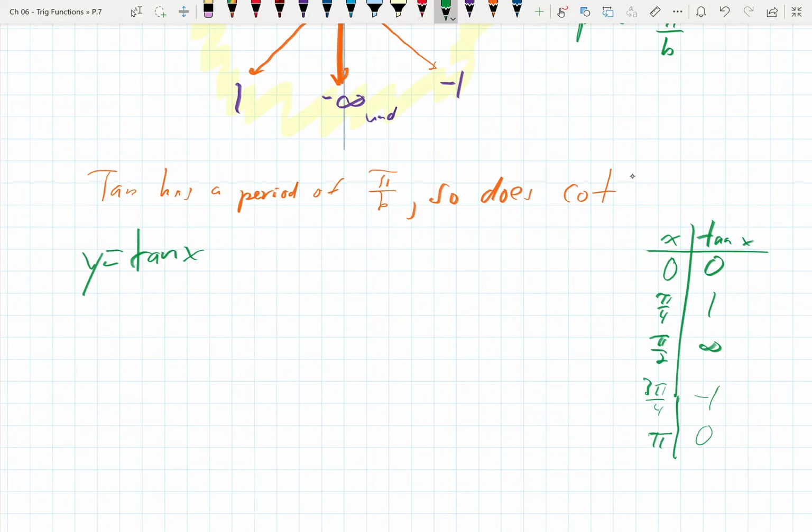Within graphing y equals tangent x, we know that our a value is going to be 1. Our b value is also 1, which means the period is pi over 1, or pi, and h, k will be 0, 0. That doesn't change.